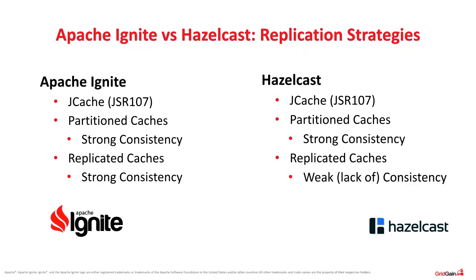First and foremost, let's look at replication and partitioning strategies. As I mentioned, both projects support JSR 107. And the main point, as I mentioned again, is that JSR 107 is about local caching, but both Hazelcast and Apache Ignite are distributed data grid systems.